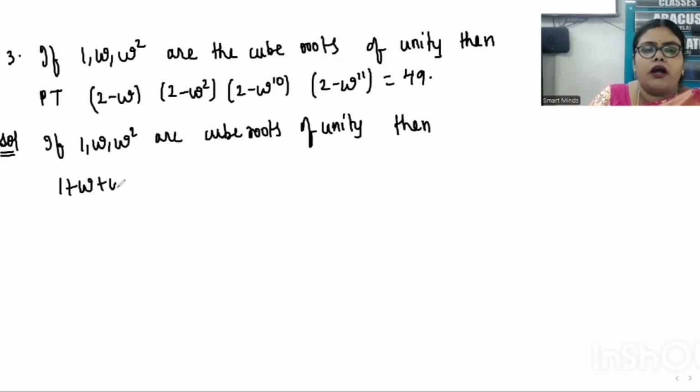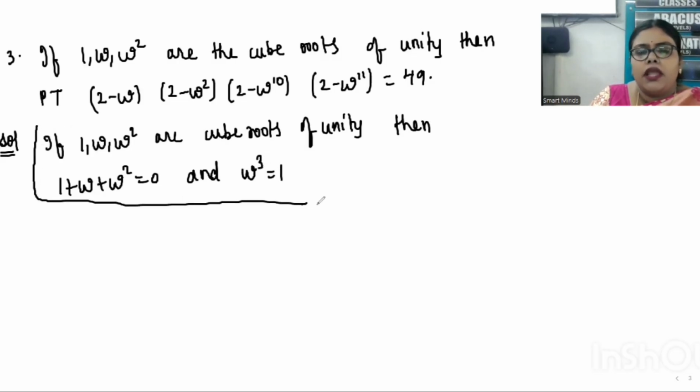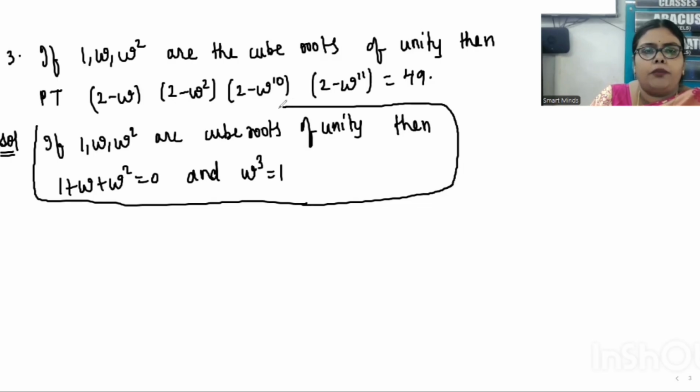1 plus omega plus omega square is 0 and omega cube is equal to 1. This is the condition we use in every omega related problem. And this is an important model. So first let us take LHS.